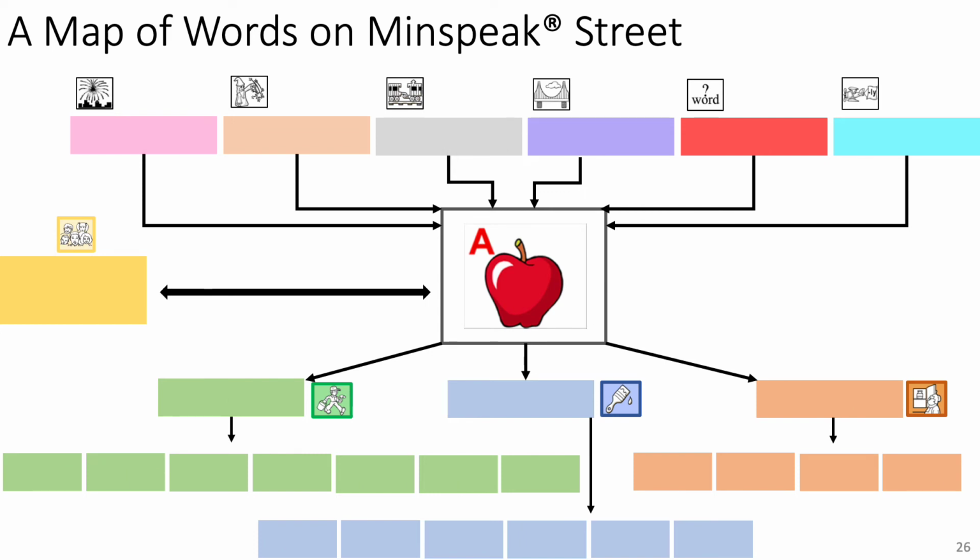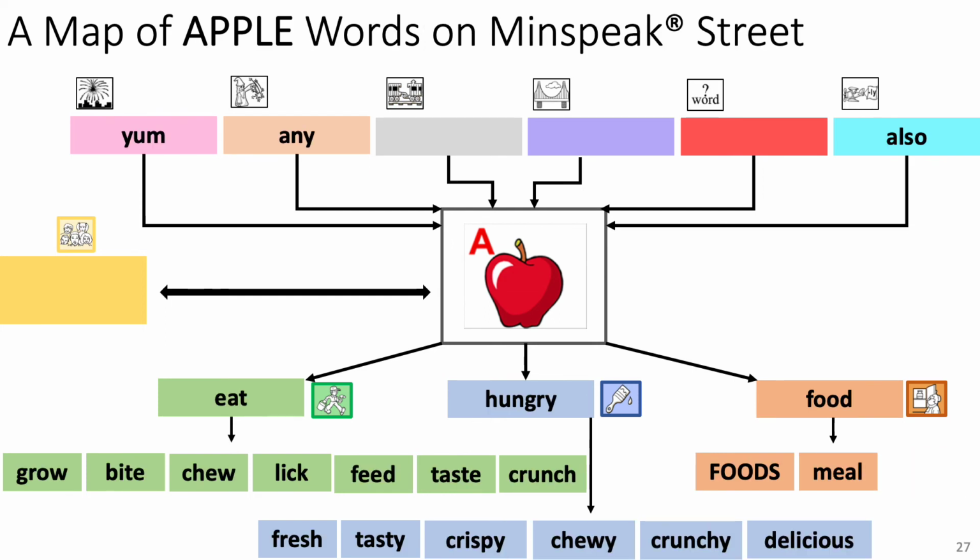Let's start by taking an apple with us. Imagine that we go to each person on Minspeak Street and see what they have to say. We'll take our map with us and write in the words they say. For the apple, Herb Verb gave us 8 verbs that have something to do with eating, while Artiste described herself as hungry, and then she described food 6 different ways. Grandma Cupboard thought of food and all kinds of food, and the word meal.